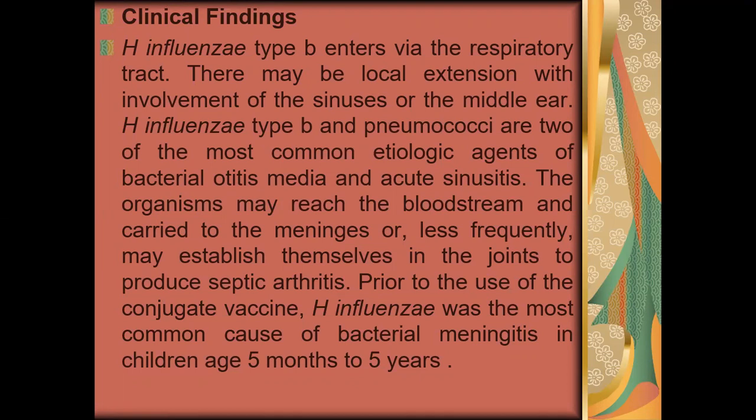Prior to the use of conjugate vaccine, Haemophilus influenzae was the most common cause of bacterial meningitis in children aged 5 months to 5 years. But these cases decreased dramatically after use of the vaccine. Now, we use vaccines against Streptococcus pneumoniae and against Haemophilus influenzae type B.